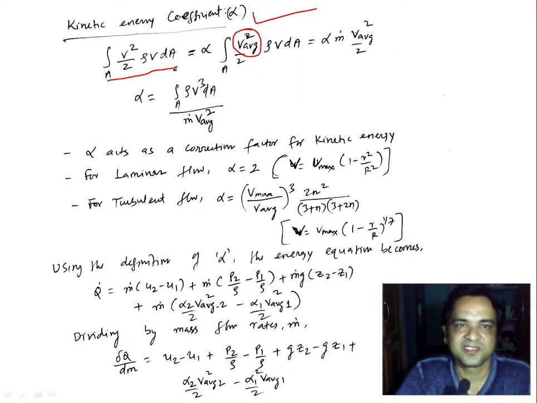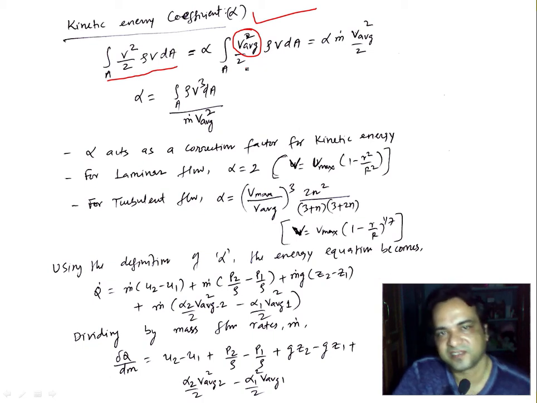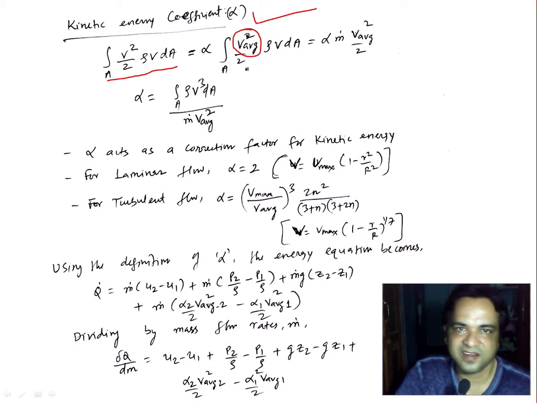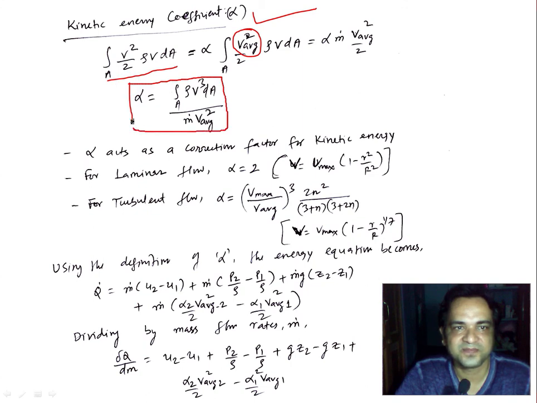This way we have defined a correction factor for the kinetic energy so that I can remove the integration and use the uniform velocities at inlet as well as at outlet. From this definition we get alpha equal to the integration of rho v cube dA divided by m dot v average square.